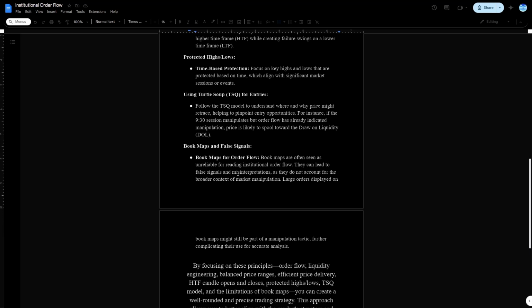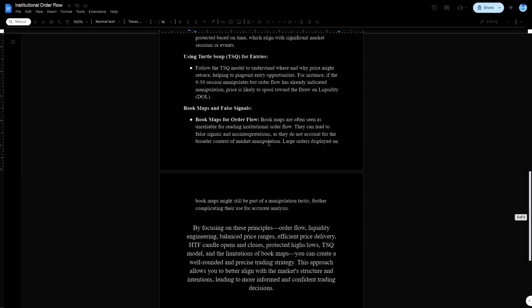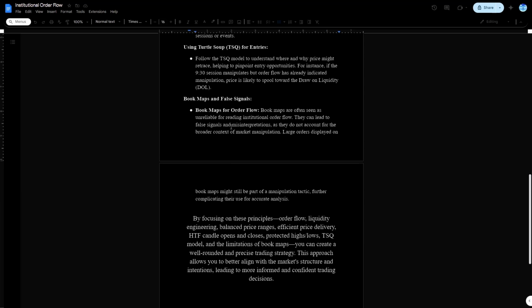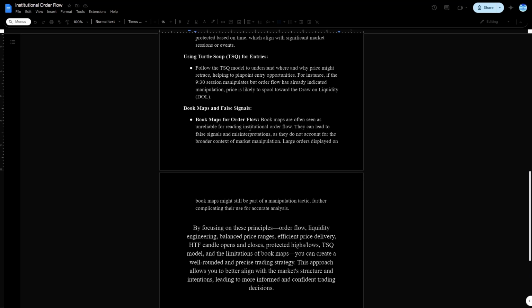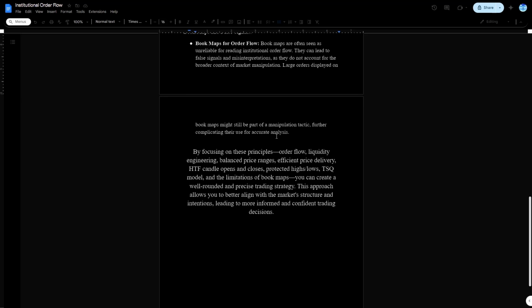Bookmaps are often seen as unreliable for reading order flow. I'm not really going to go much into bookmaps because I hate on them. There's no real reason to use them. You can see the large orders, blah blah blah, this or that. I can see order flow with my eyes and by what the market's doing and following that. If, then, when, where, and why.